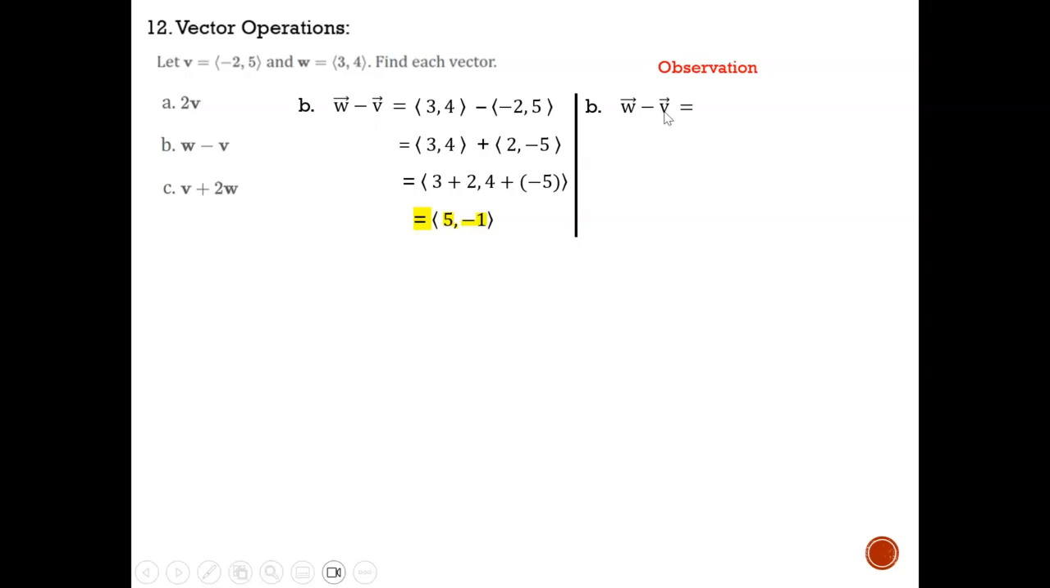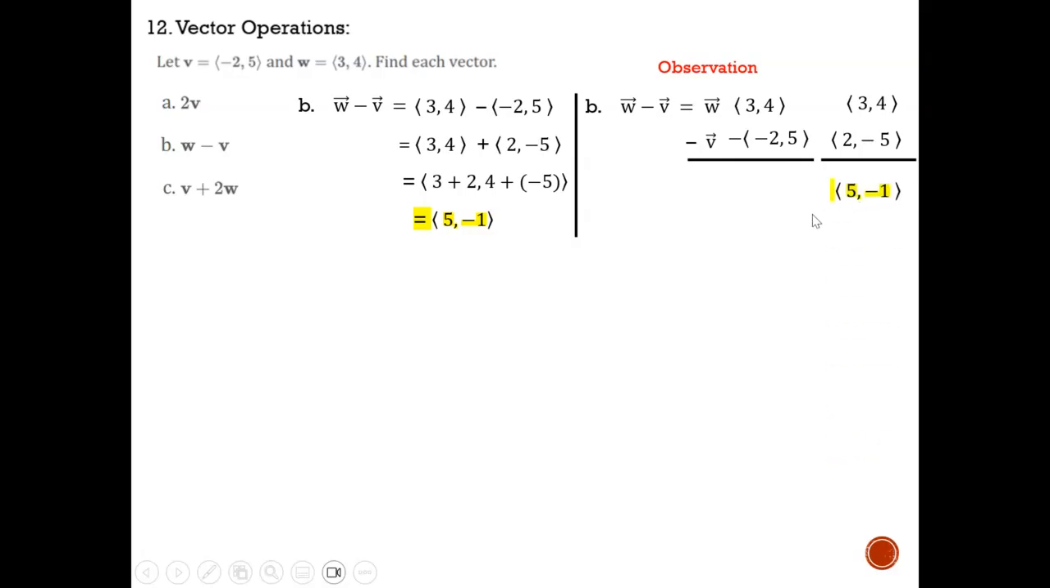Vector W minus vector V. First is vector W, which is 3, 4. Then minus vector V, which is negative 2, 5. You carry over vector W, the 3, 4, and here you switch the signs, so it's 2, negative 5. Then we add them, so it'll be 5, negative 1.